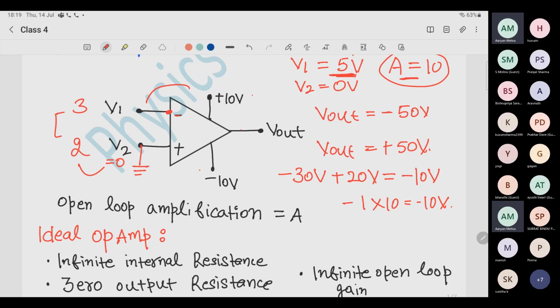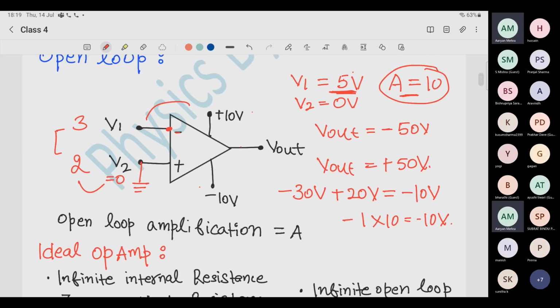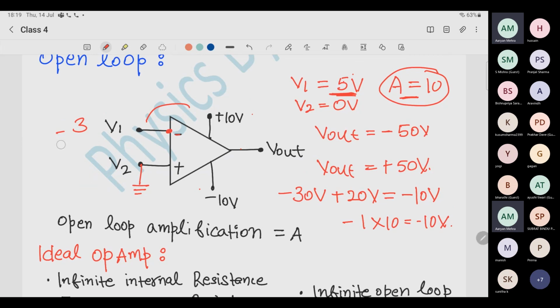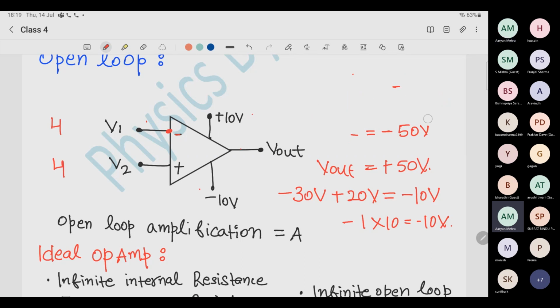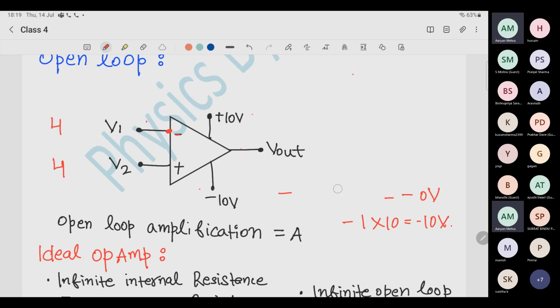Okay, thank you. So this is how things work. Now I have a very simple question for you. Let's see how many of you have understood it. So I have 4 volts here and 4 volts here. So what will be the net output voltage? 0. How many of you say 0? 0. 0. 0. Okay.